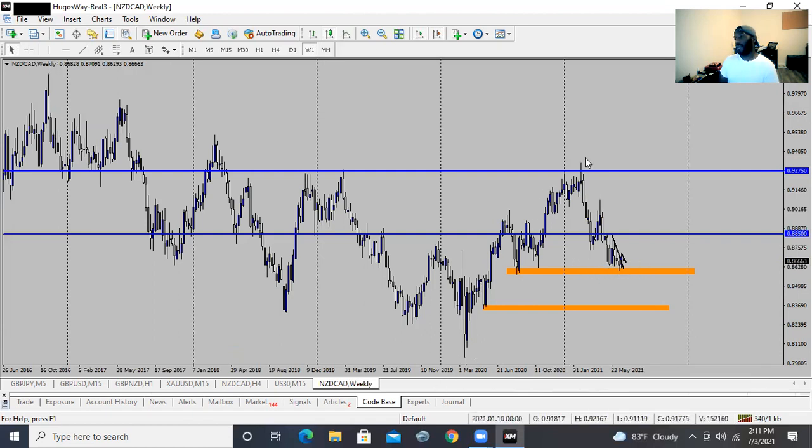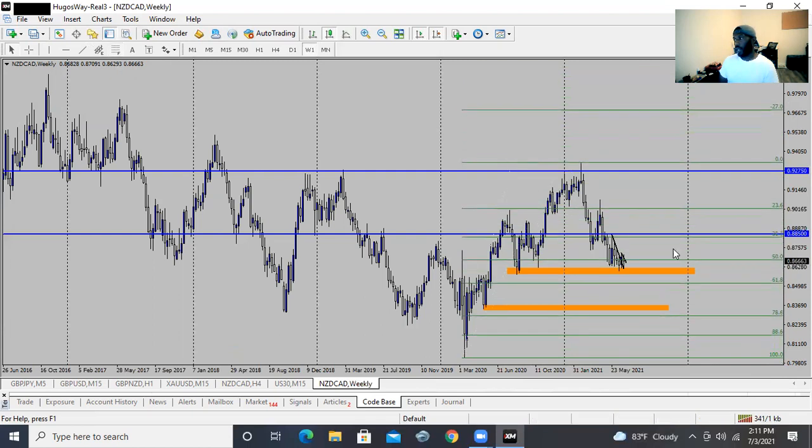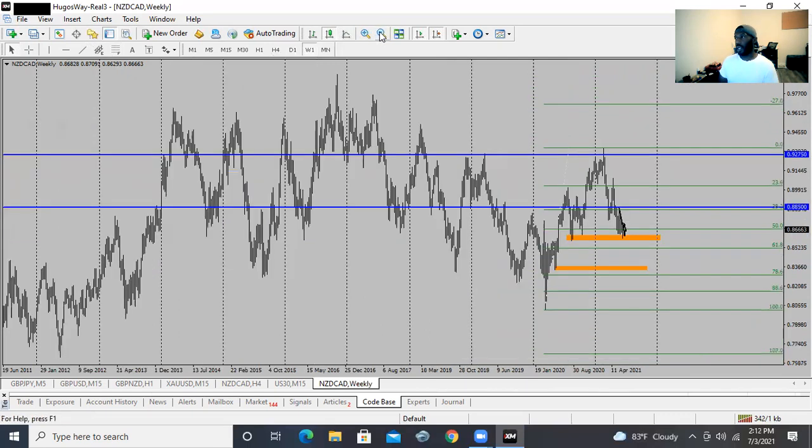61.8% fib retracement. If we were to pull out the fibs, I do use the fibs, so we can pull out the fibs from the lowest point to the highest point. And as you can see, we are right at that 61.8 buy zone for us to continue up to the upside.